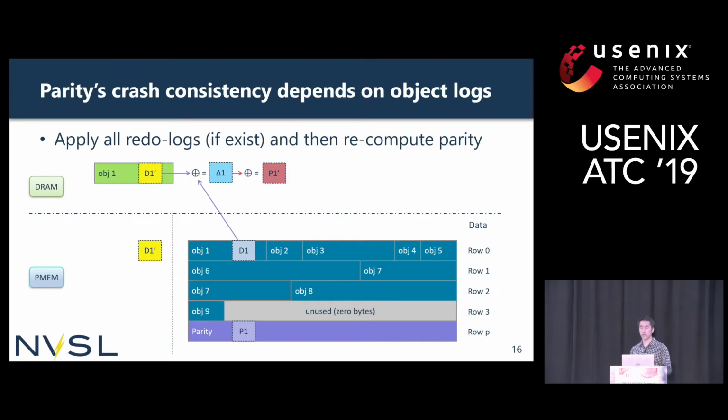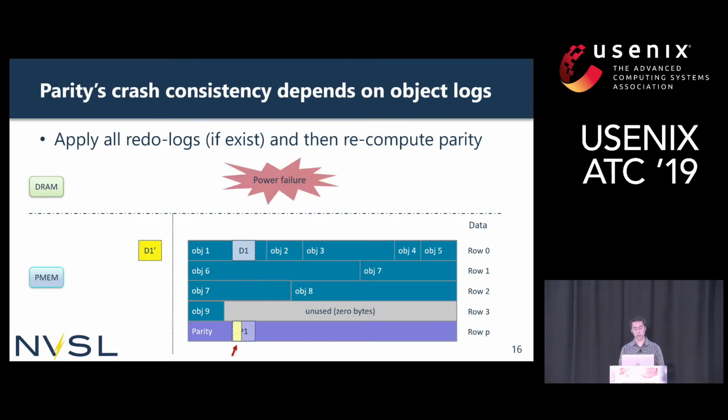In the current version of Pangolin, we do not log the parity change. If a power failure causes a partial parity update, this can only happen after Pangolin has all the transaction logging, but before the transaction completes. In this case, on restart, Pangolin first applies all the redo log entries to their corresponding objects, and then it reads data from all the data rows to recompute the affected parity range.